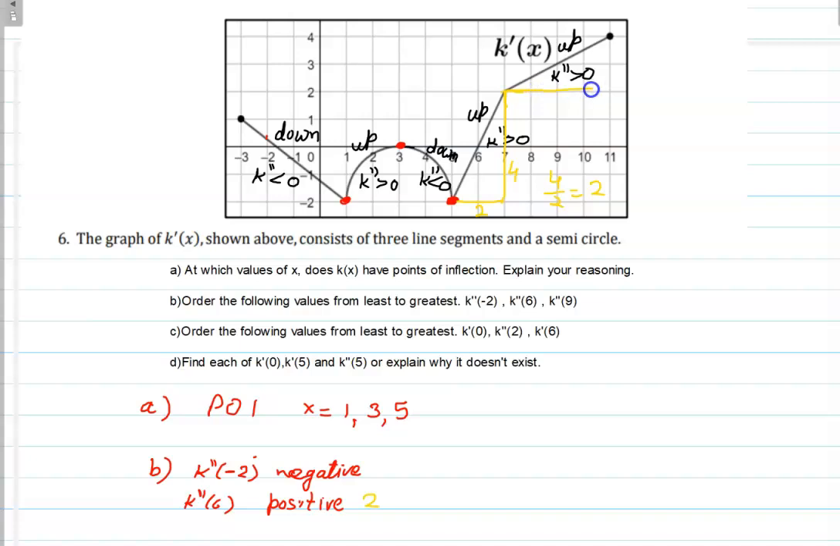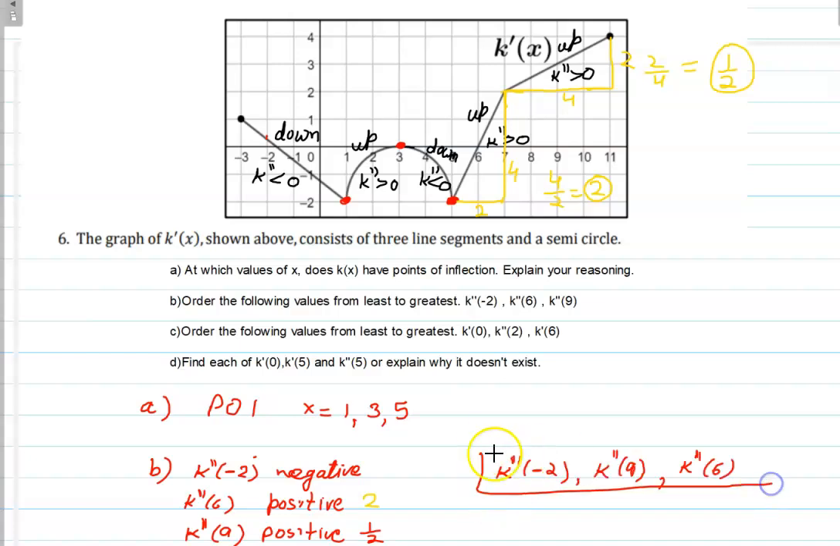Next we need to find the slope of this part. Again we use the rise over run method. Rise is 2, run is 4. So the slope is going to be 1/2. Next we can write them in increasing order from least to greatest. This is the order from least to greatest.